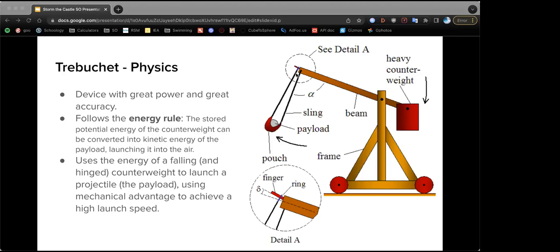This string part is called a sling. This arm is called a beam. And this heavy object, which I just mentioned, is called a counterweight. And this pouch, well, it's called a pouch. It holds the payload, which is basically the projectile that you're launching. And finally, this is the frame, which keeps the trebuchet standing, right? All right.